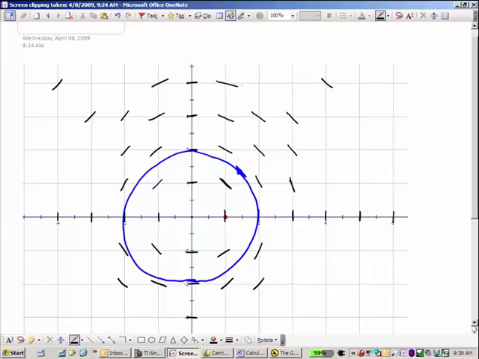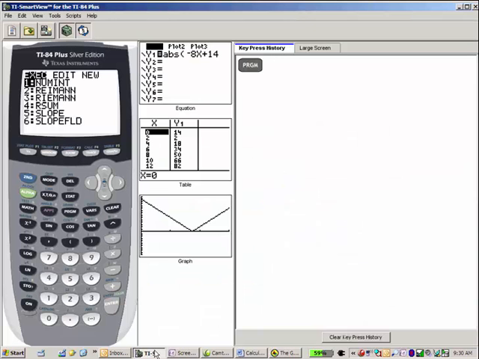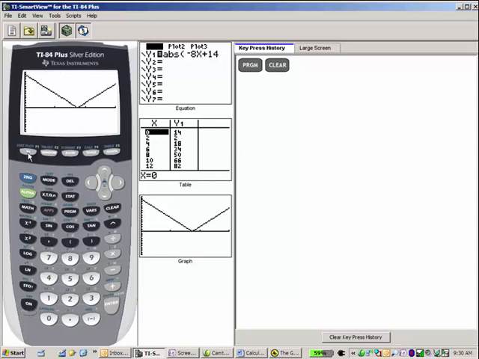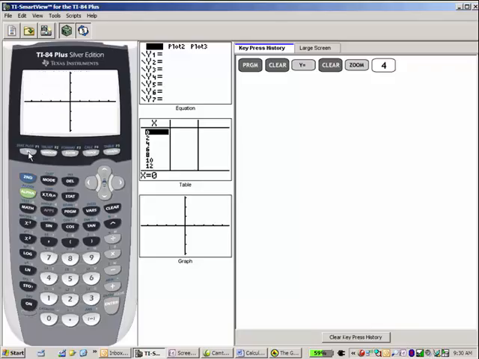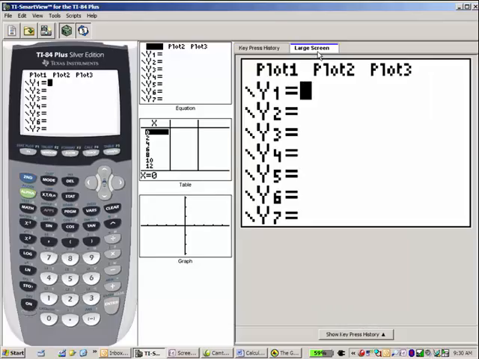No, not yet. Let me show you how your calculator can do it, and then we're going to talk through some problems. All right, so I'm going to start by going to zoom decimal, zoom 4, and go to y equals and clear out all my equations. I think starting with a clean window, that zoom decimal, is going to help us here.